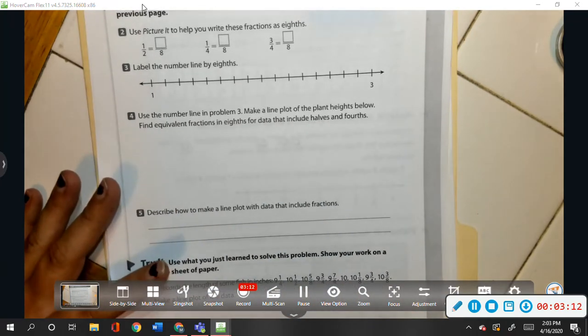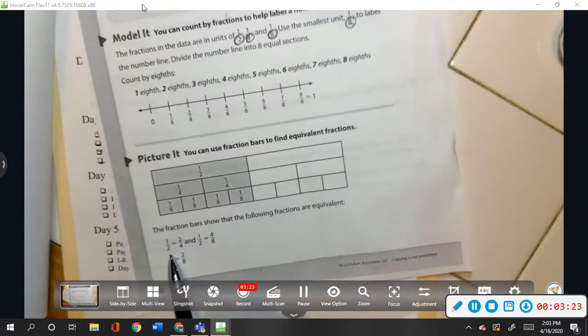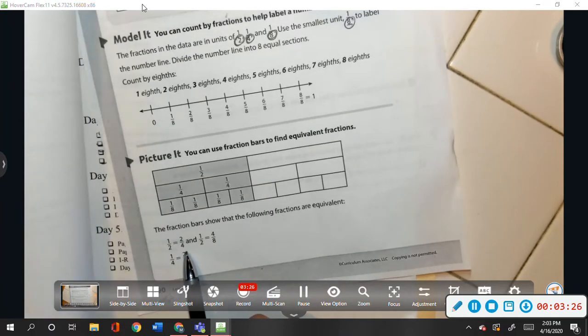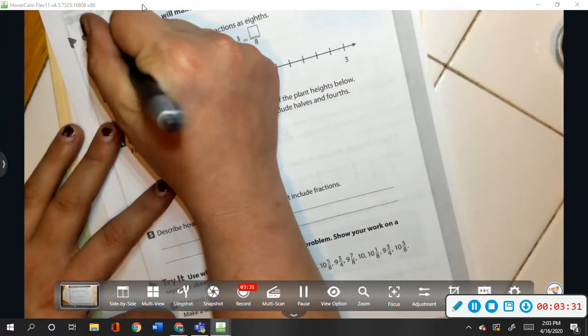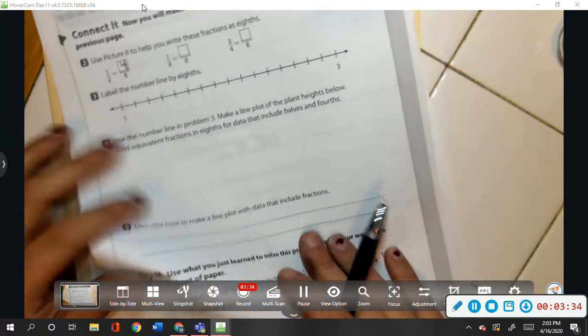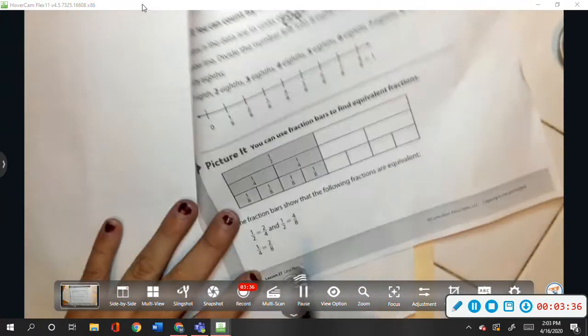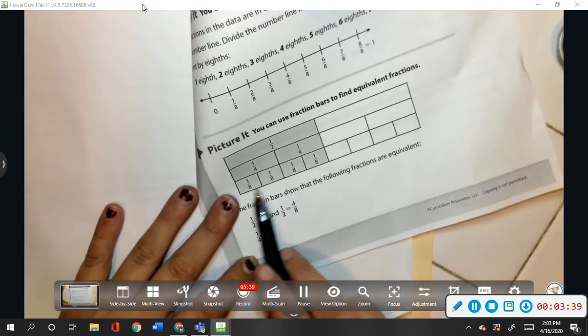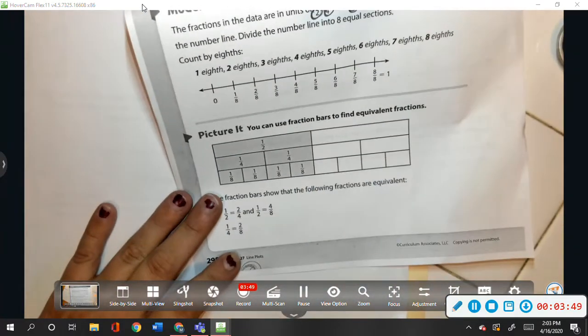What do you got? If we look, we want to see what a half is equivalent to. Well, a half is equivalent to 2/4, which is equivalent to 4/8. So a half would be 4/8. A fourth would be 1/4 equals 2/8. And 3/4 would be what?